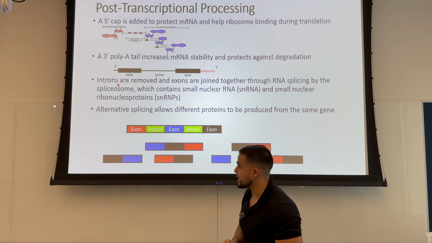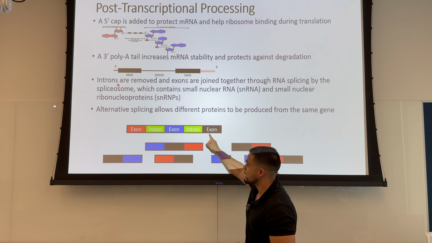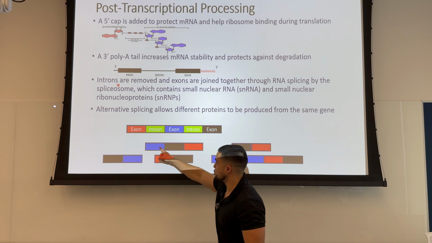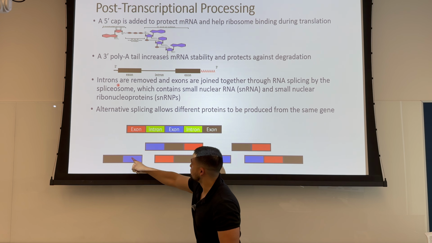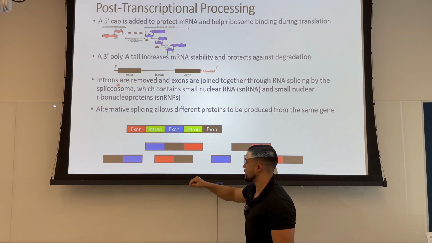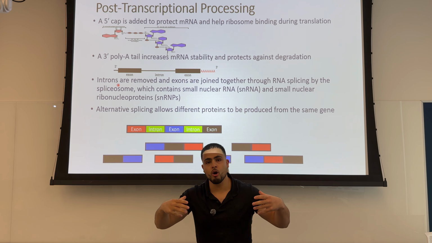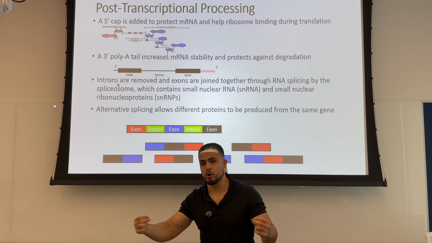The way we end up with that is that this over here is a heteronuclear RNA being combined in multiple different ways. So as you can see right here, blue with black with red, the black exon with the blue exon, the red exon with the blue exon, the blue exon by itself. So you're getting multiple different mRNA transcripts from one heteronuclear RNA.